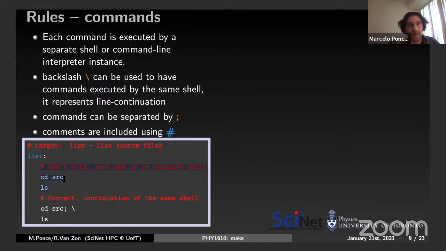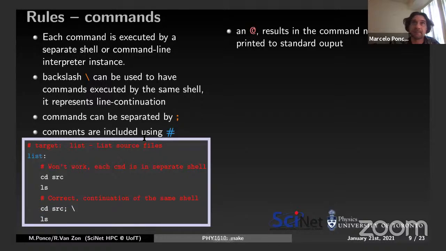If you want to make it work, what you need to do is cd src, a semicolon to separate commands, and then a backslash, which means the next line is a continuation of the previous line. In that case, you can read that cd src, semicolon, ls is part of the same set of commands that are executed in one shell or terminal. I hope that makes sense. Commands, as I mentioned, can be separated by semicolons, and comments are included using hashtag.